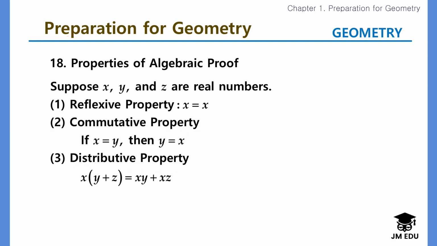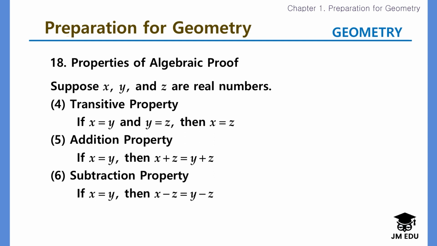Distributive property is x times (y plus z). That is equal to x times y plus x times z, right? So this is equal to this. That's the distributive property. Number 4, if x is equal to y and y is equal to z, then we can say that x is equal to z, right? That's the transitive property.